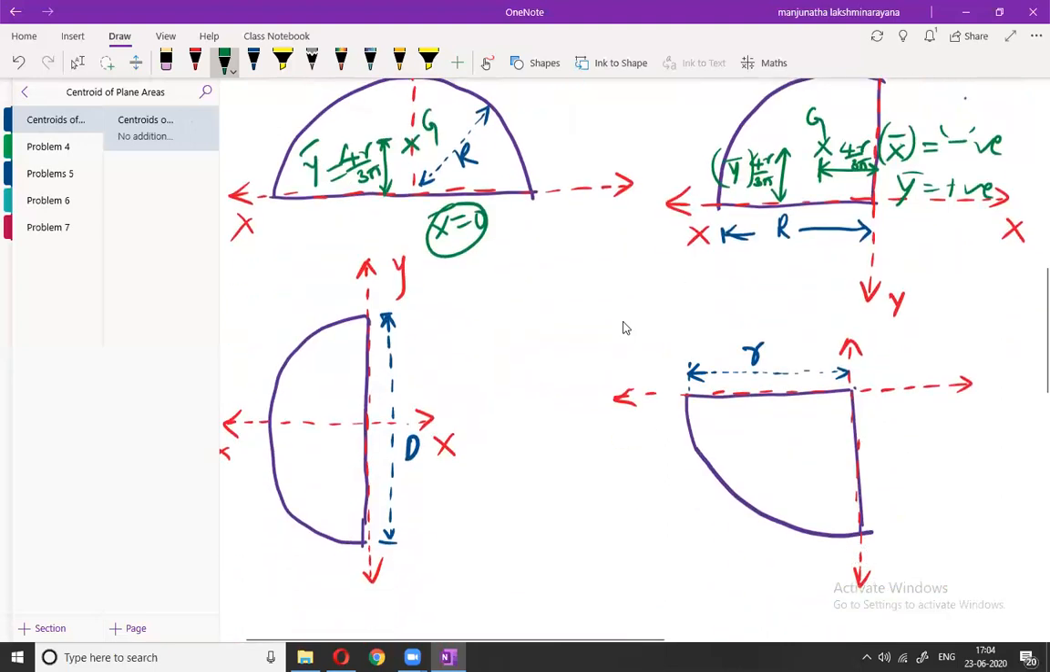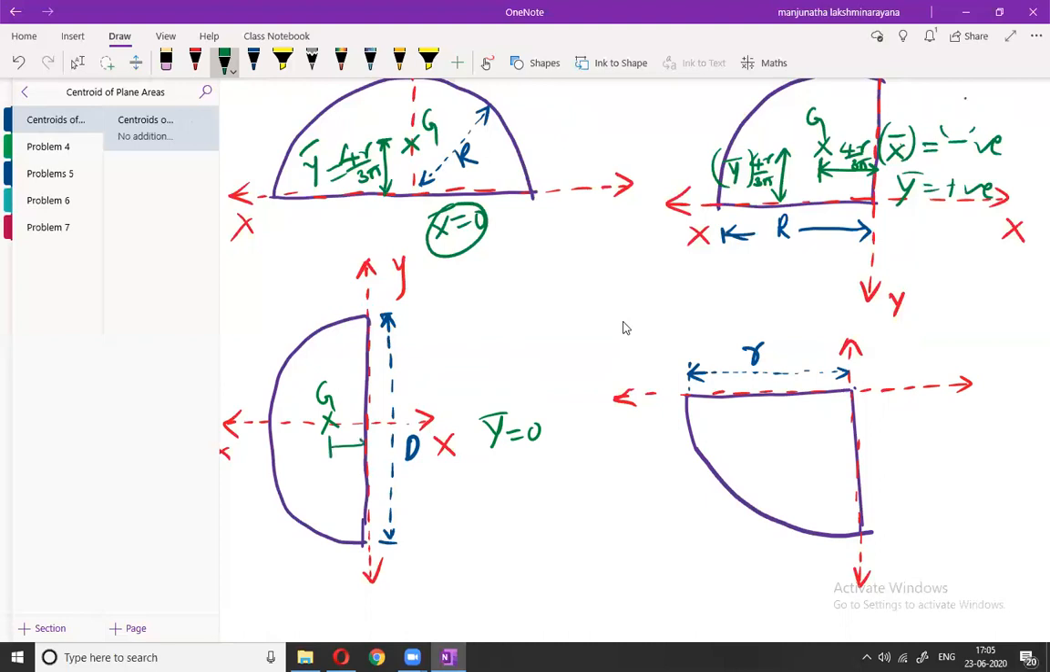Next, let us consider another orientation of the semicircle. Anybody who knows how to find the centroids of these kinds of figures can confidently solve any complex problems involving centroids. Okay. Now let us consider this figure. As usual, the centroid lies on the axis of symmetry, and we know this is the x-axis, and the centroid is lying on the x-axis. Therefore, y bar is equal to 0. There is no distance between the x-axis and G. So y bar is equal to 0.